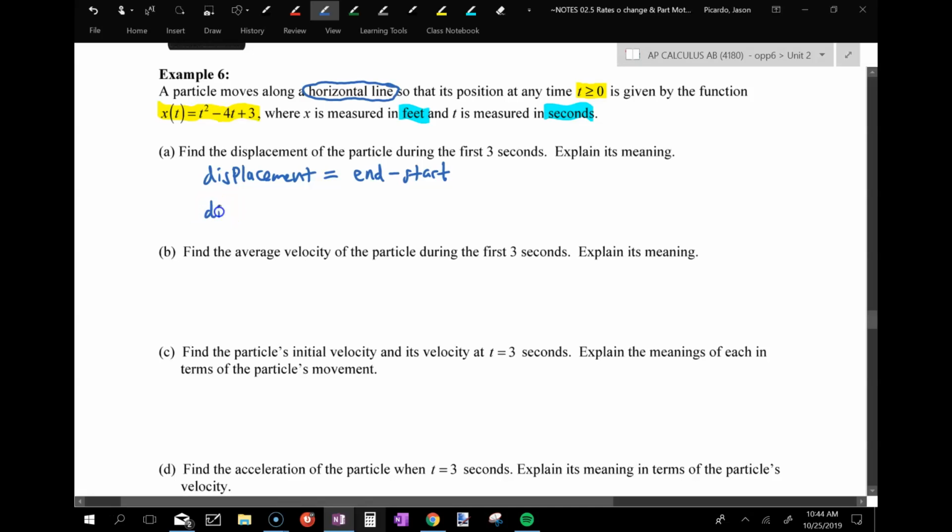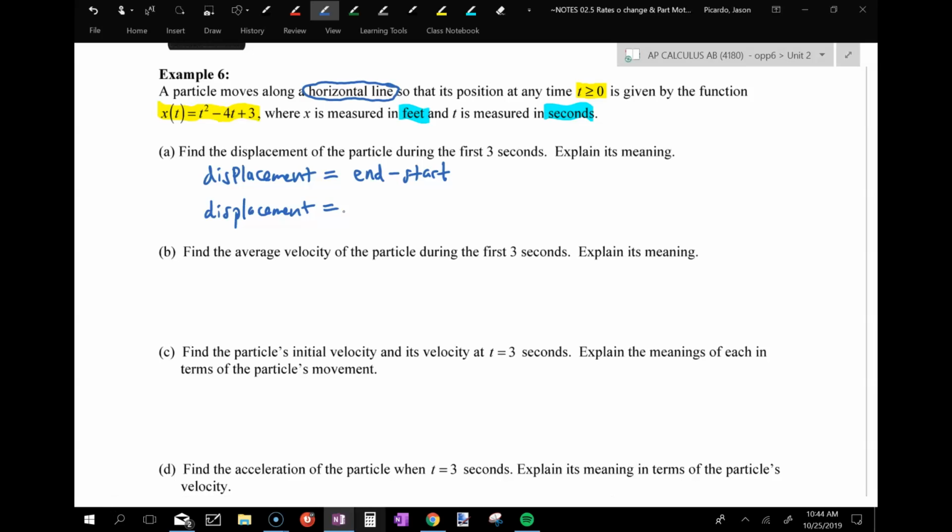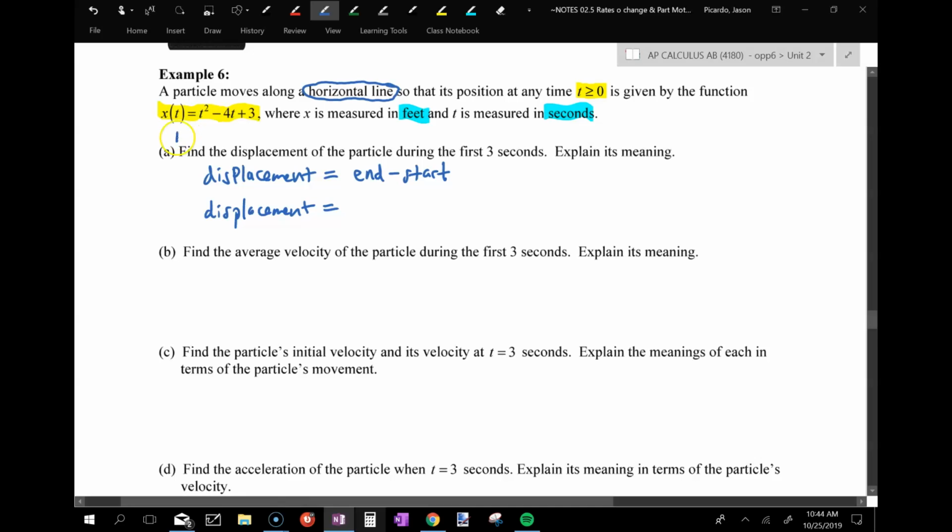So for this particular case, my displacement is going to be what? Oh, by the way, x of t is what kind of a function? Position function. Yeah, let's write that down, right? This is our position. It's where I am, right? So I want to know what happens in the first 3 seconds, right? So I want to know what happens at the end of the 3 seconds minus the beginning.